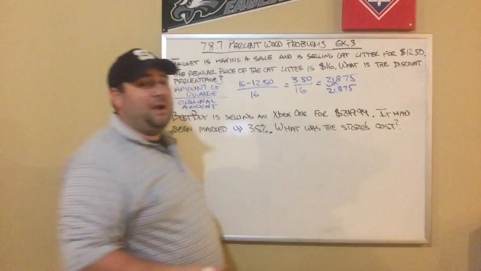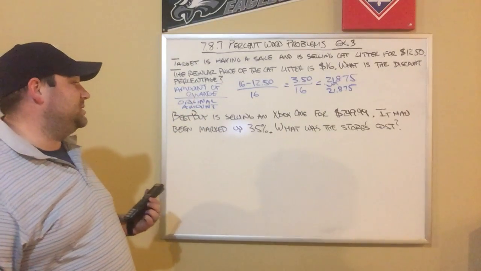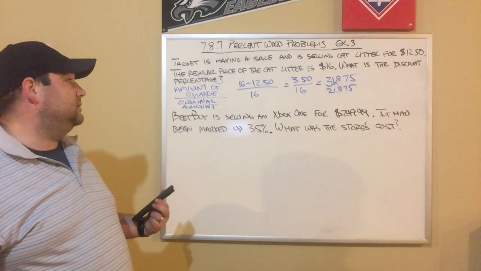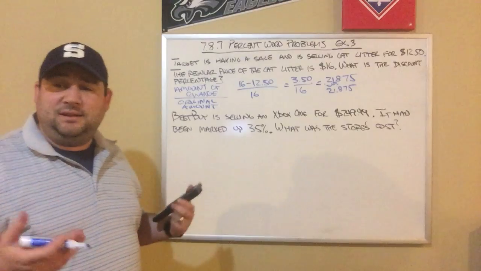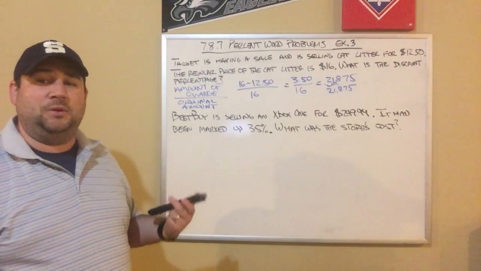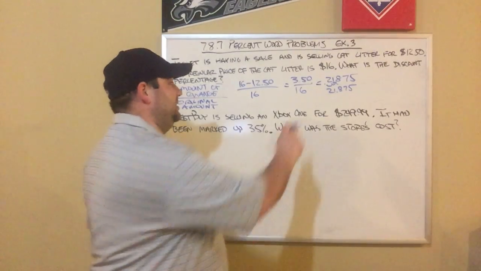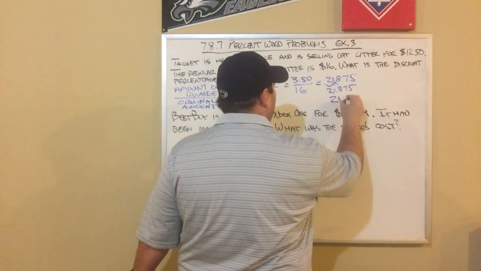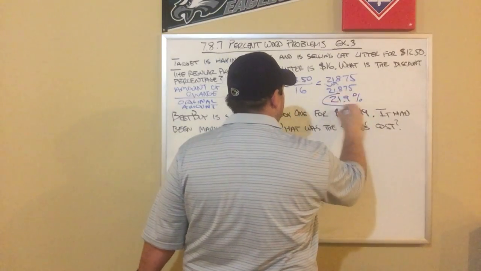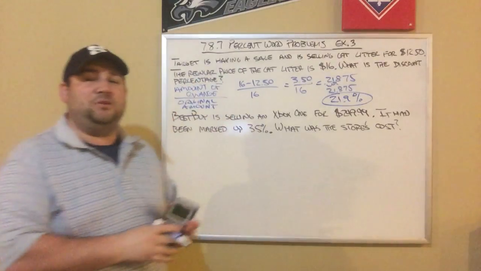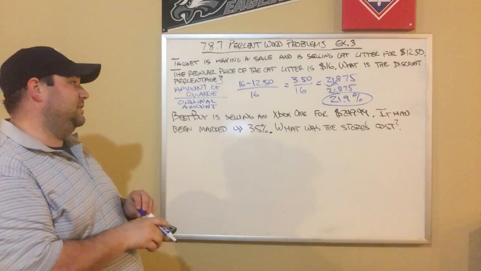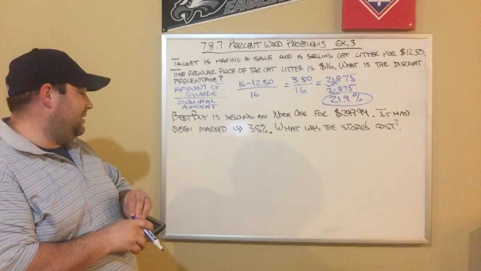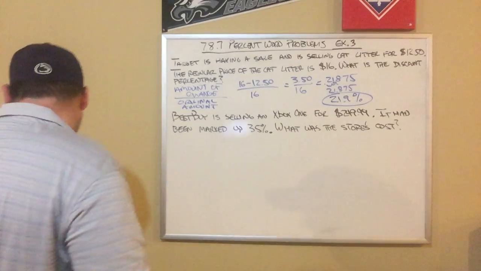21.875. I'm going to round it to the nearest tenth, because anytime we have a decimal, we round to the nearest tenth, unless it was money, but in this case we're finding a percentage, so we just round to the nearest tenth, so that's going to be 21.9%. So the discount was 21.9%.